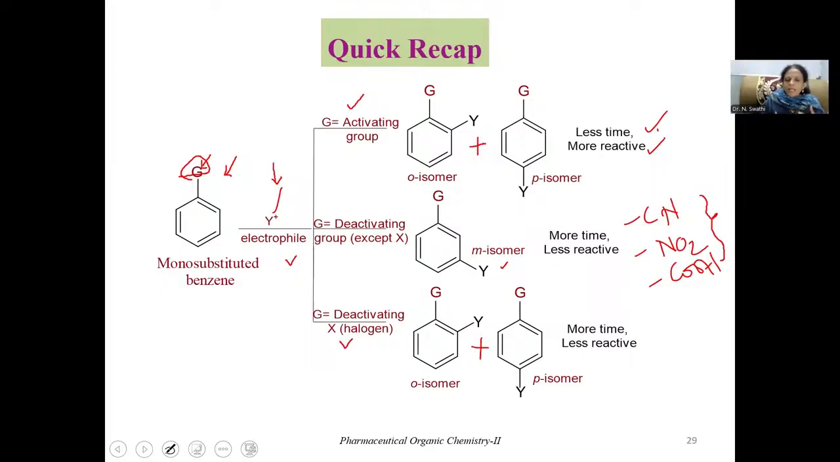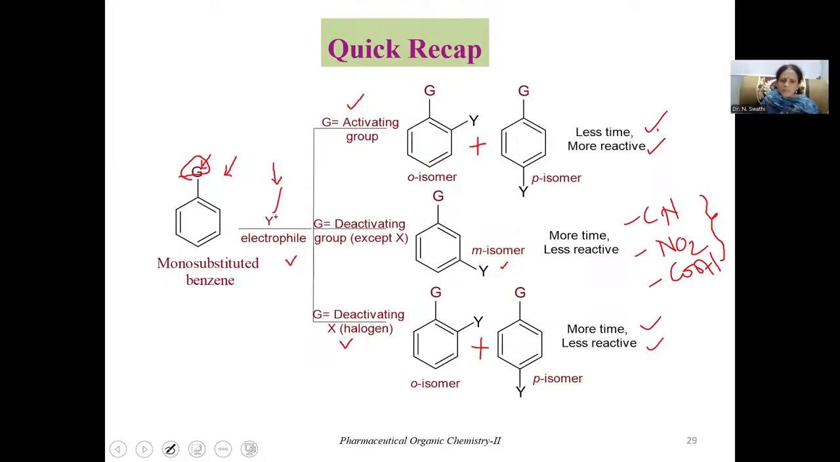On the other hand, whenever deactivating groups, which I mentioned earlier, such as cyano, nitro, carboxylic group or halogen groups are present, they will take more time to complete the reaction. It is because they are less reactive. The compounds which take more reaction time are less reactive towards the reaction. So this particular part of the discussion is related to the theory of reactivity: how much time these monosubstituted benzenes take to undergo electrophilic substitution reaction.